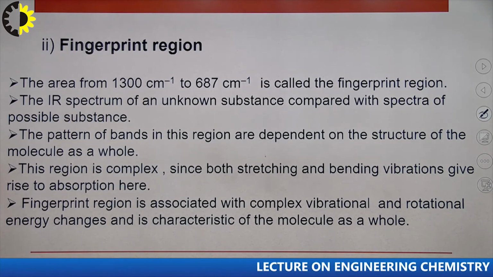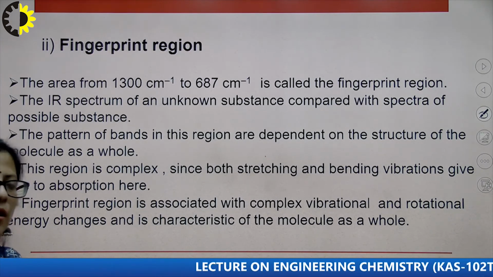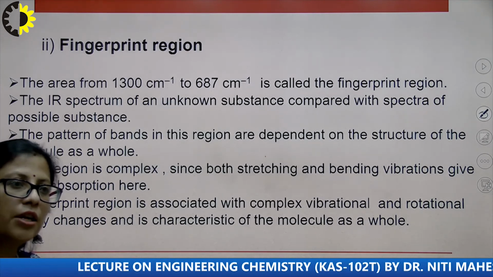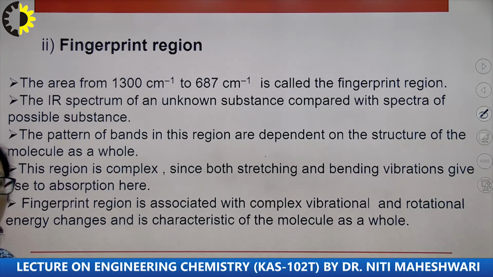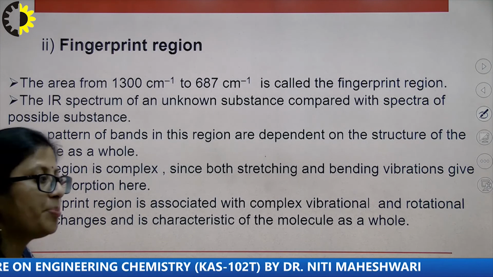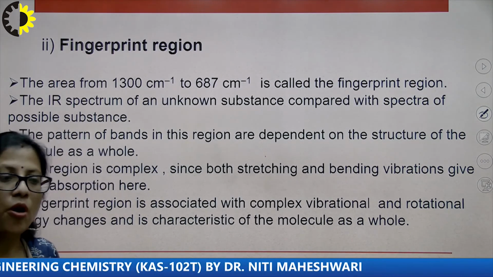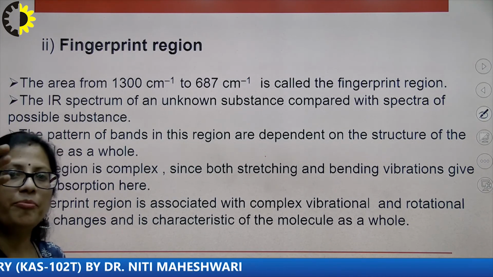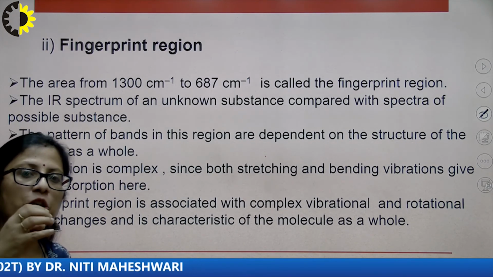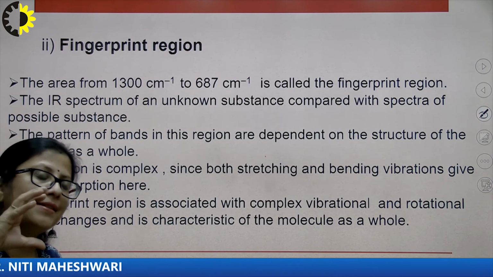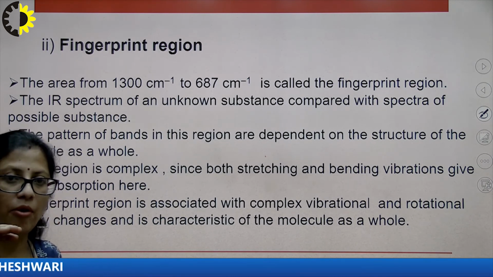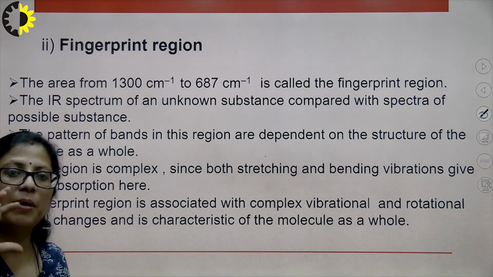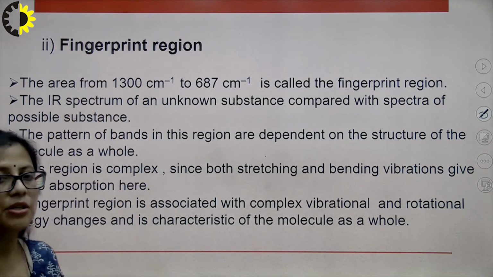The fingerprint region is associated with complex vibrational and rotational energy changes, and it is characteristic of the molecule as a whole. The spectrum becomes complex because there are n number of peaks, but these peaks give the inside picture of what exactly the molecule is made up of. Therefore, we can easily identify two different molecules by looking at the fingerprint region.